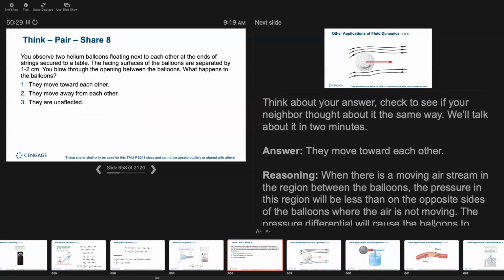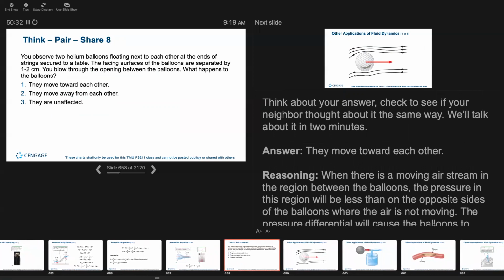So let's think about this a little bit. You observe two helium balloons floating next to each other at the ends of strings secured to a table. The facing surfaces of the balloons are separated by 1 to 2 centimeters. You blow through the opening between the balloons. What happens to the balloons? And the answer is they move toward each other.